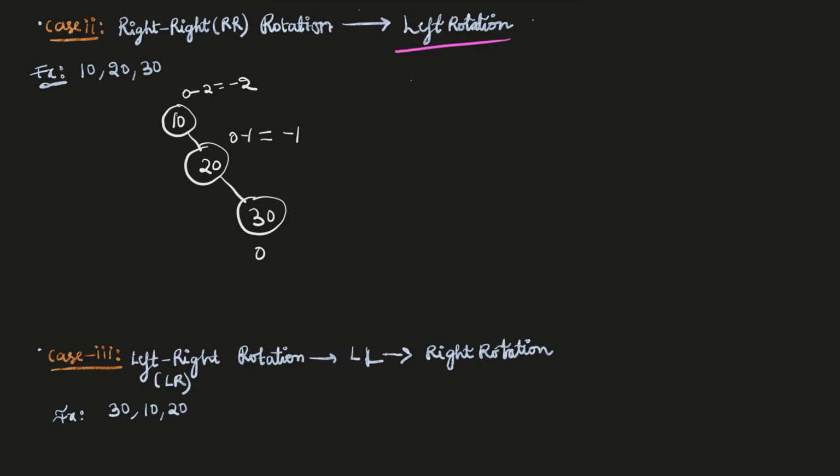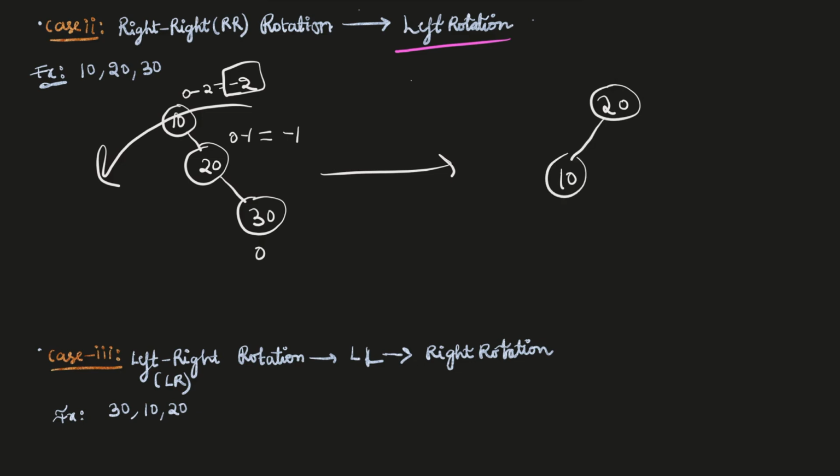So now to solve this, we need to do left rotation of what? The node we are having problem. So we simply rotate this 10 towards the left side. Let's see what happens. 20 would be the root now, and 10 would be at its left side and 30 at its right side.